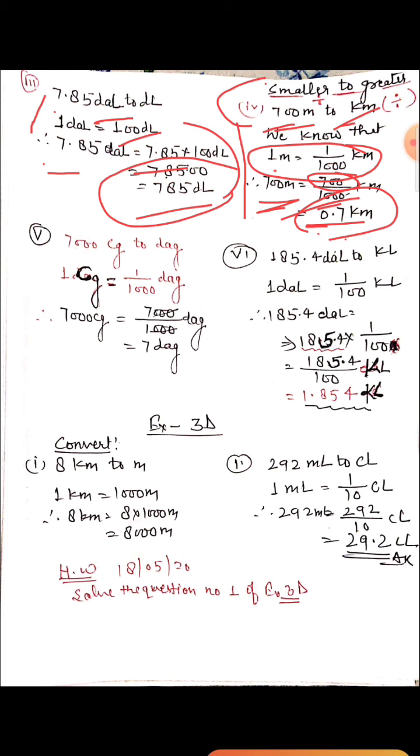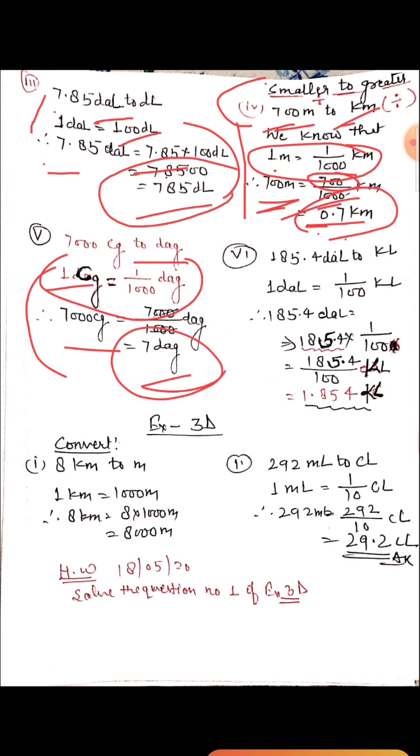Now the fifth is 7,000 centigram to decagram. Every question depends on the metric units, meaning units of length, mass and capacity. You know 1 centigram is equal to 1 upon 1000 decagram. So 7,000 centigram is 7,000 upon 1000, then 7 decagram. The zeros cancel.